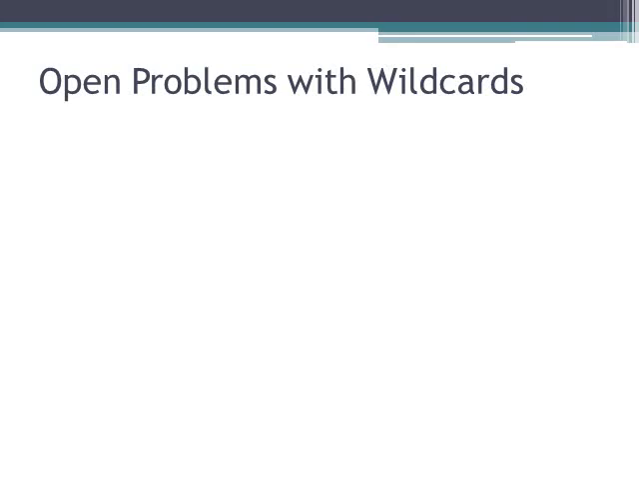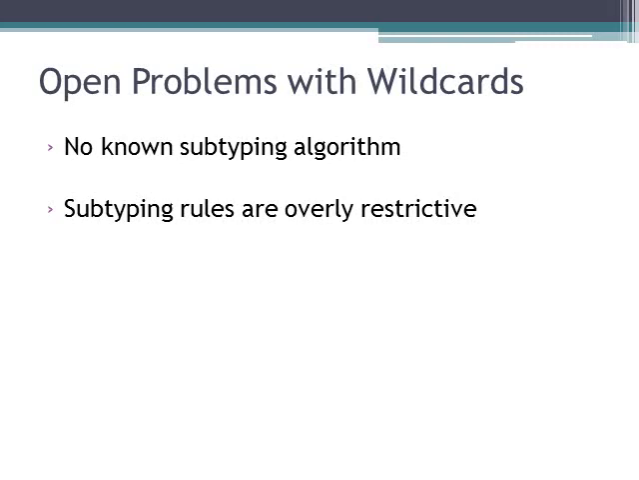Because of these challenges, there's a number of open problems with wildcards. For example, there's actually no known subtyping algorithm for wildcards, even though they've been around for 7 years now. The subtyping rules in Java are actually overly restrictive, meaning there's a number of types you'd expect to be subtypes which aren't according to Java's language specification, and the Java compiler, javac, actually has a number of special handlings in it to accommodate for these cases.